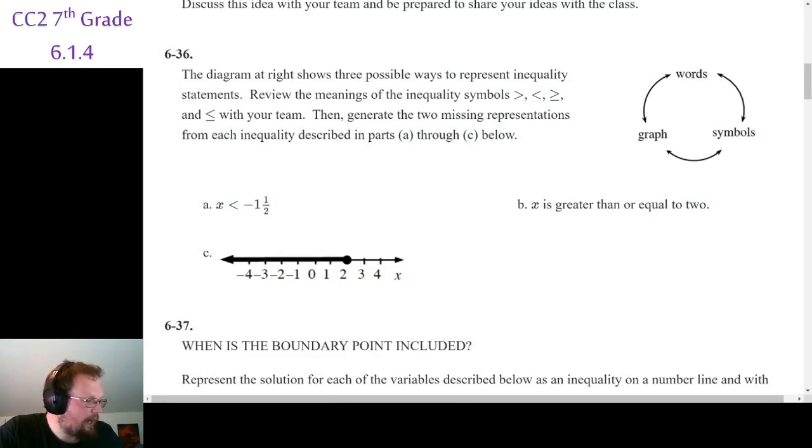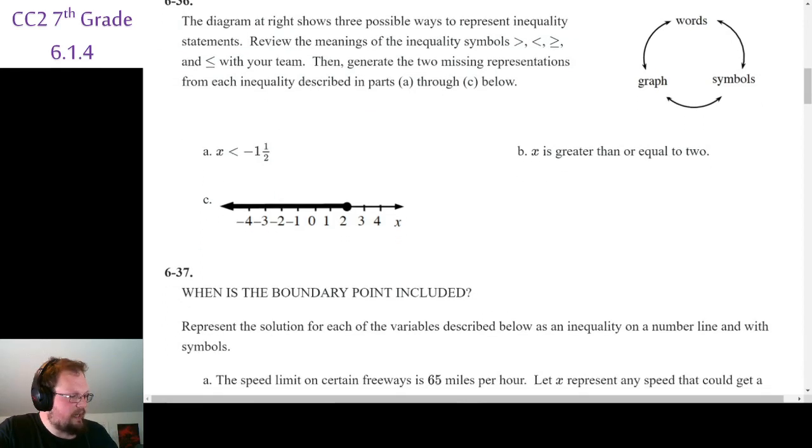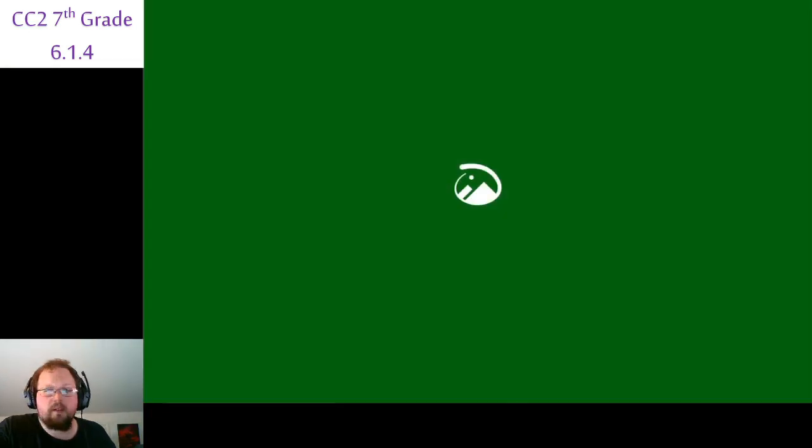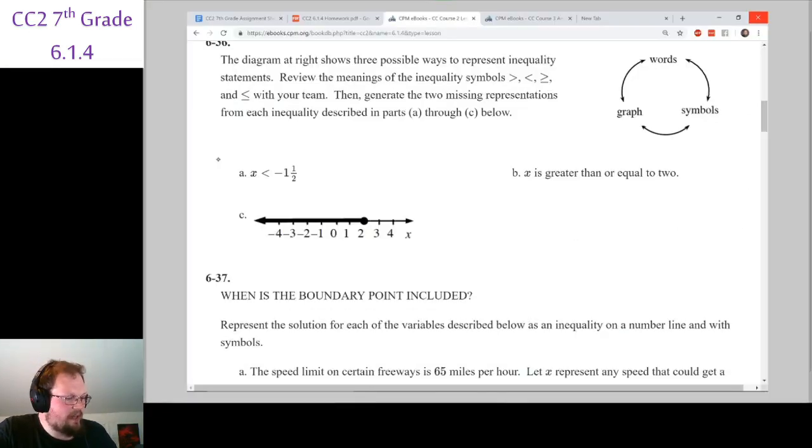So when I'm reading this first symbol in part A, you read left to right, so you read the math left to right. This first one says x is less than negative 1 1/2. It is less than negative 1 1/2.